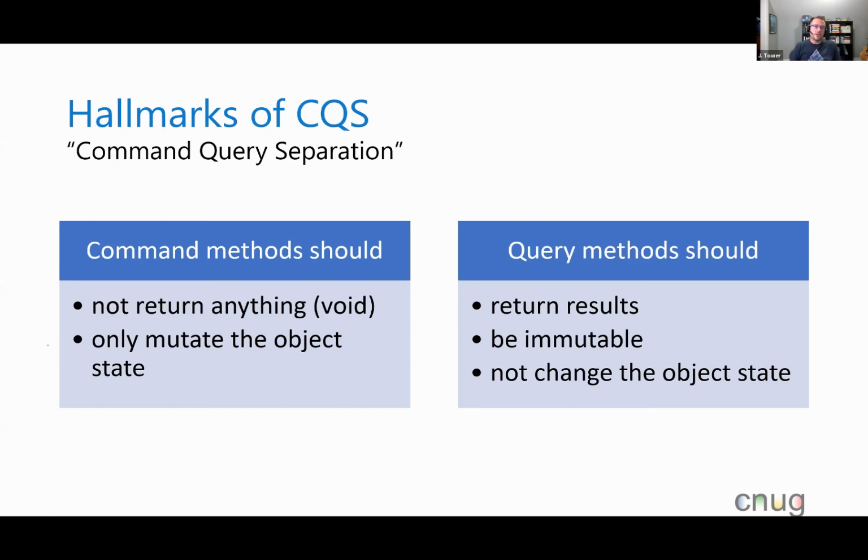Typically in this pattern, your command objects wouldn't return anything. They'd return void, and they would only mutate object data in your data store. Typically, queries would only return results and be immutable. In other words, if the database hasn't changed at all, you could run that same exact query a second time and get the exact same set of results. And it typically wouldn't do anything to update your object state, in other words, wouldn't change anything in the database at all.